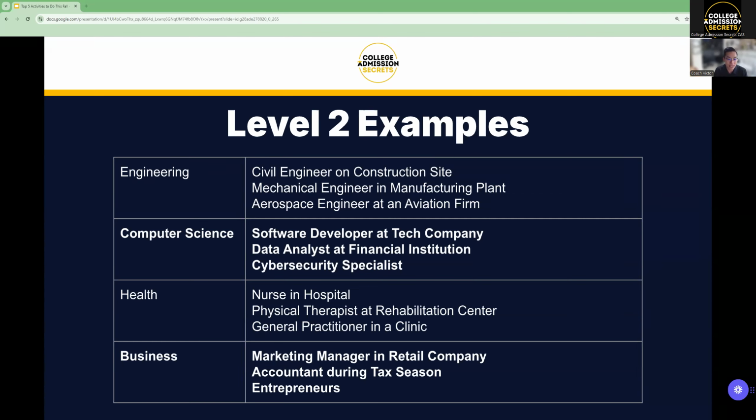The second, for computer science, is a software developer at a tech company. A lot of that is remote, so you can probably observe them remotely on Zoom while they share their screen and code. You'll be able to see that. Another option is a data analyst at a financial institution, or even a cybersecurity specialist.